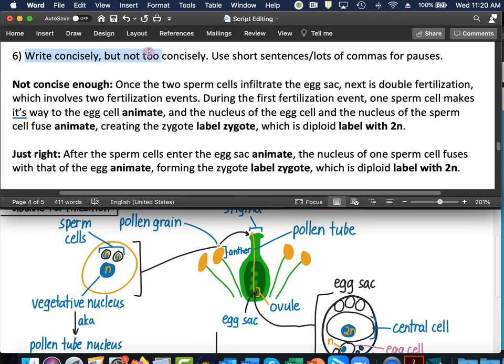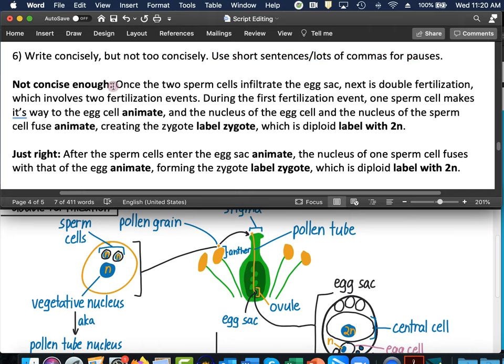Next, write concisely, but not too concisely, because you do want to give your students enough time to understand what's going on the screen and understand what you're saying. One way to help with this is to use short sentences and lots of commas, because that will build natural pauses into your video and give the students more time to understand what's going on.